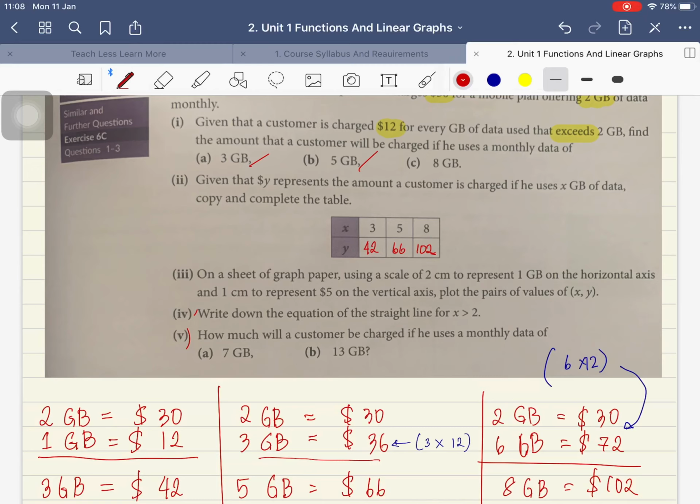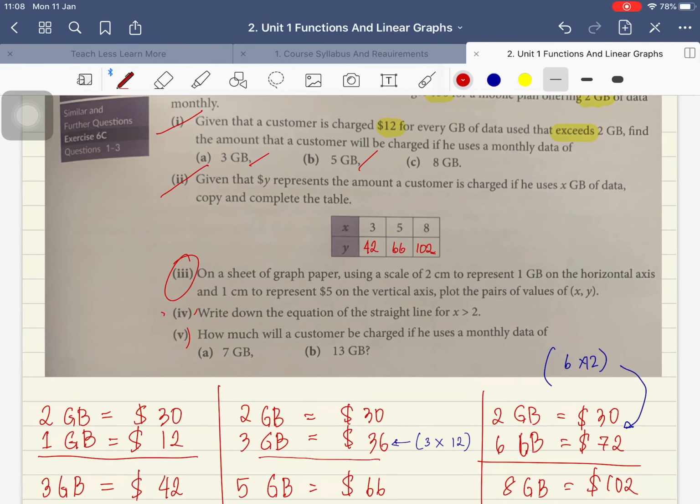Alright, so number 1 is done, number 2 is done, number 3 is graphing, so don't do it. But number 4, write down the equation of the straight line for x greater than 2. How much will the customer be charged if he uses a monthly data of 7 gigabytes and 13 gigabytes? So this one, girls, these two numbers will be in your Google Classroom.